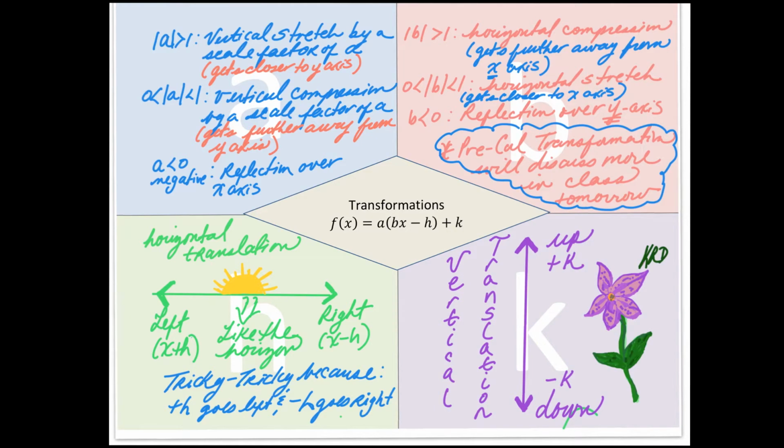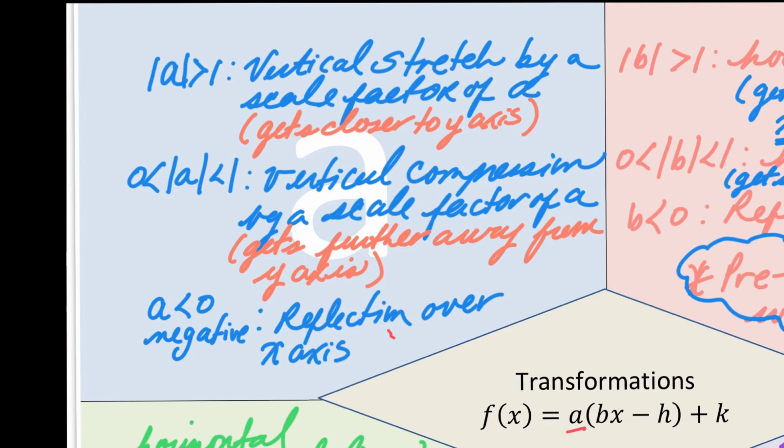Here's Mrs. D's transformation board just in case you want to see what I would write. We'll start with the a value. It is the number that would be in front of the equation, completely in the front.